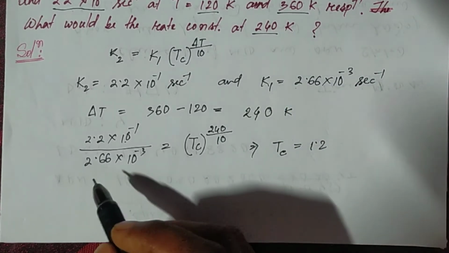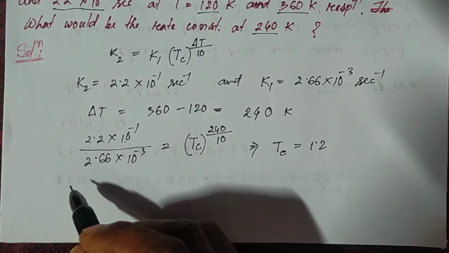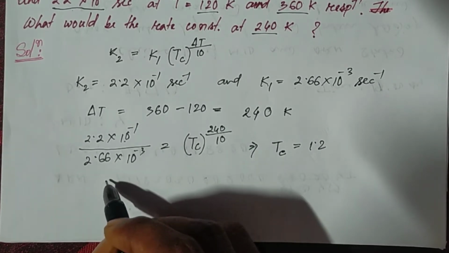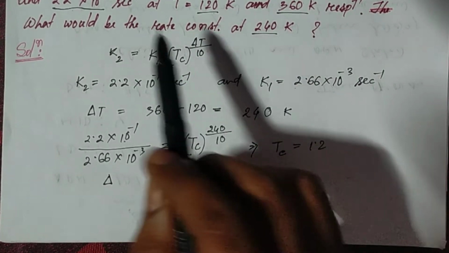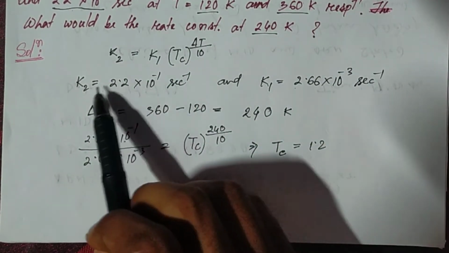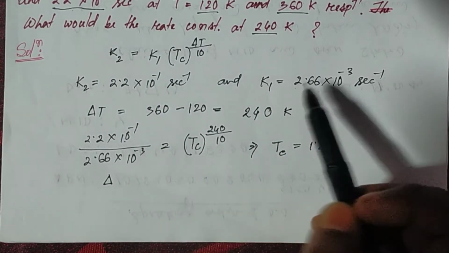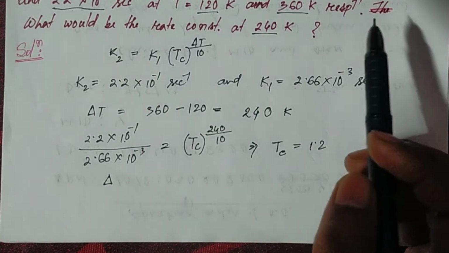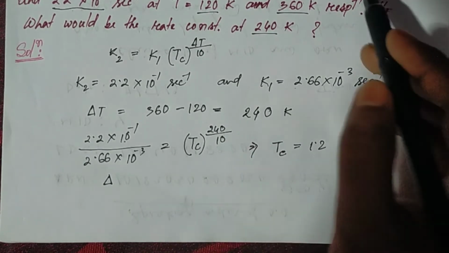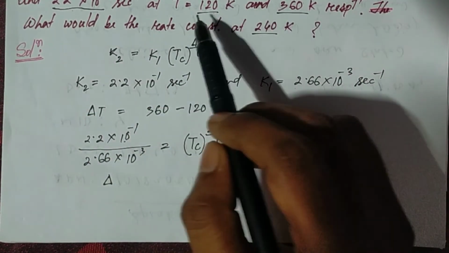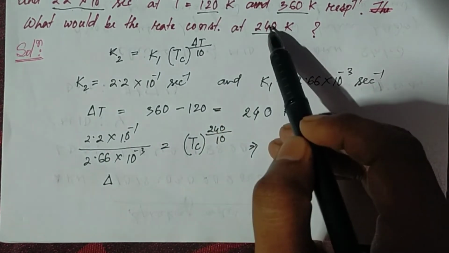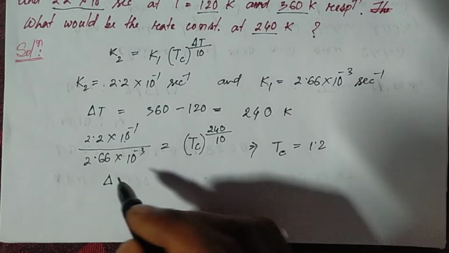Next the question is, what would be the rate constant at 240 Kelvin. So we will find it out at 240 Kelvin. So it will be del T. We will consider any one of the rate constants given here, k1 or k2. We will consider this one, k1. So we will subtract this temperature from this temperature. Okay, so here it is.